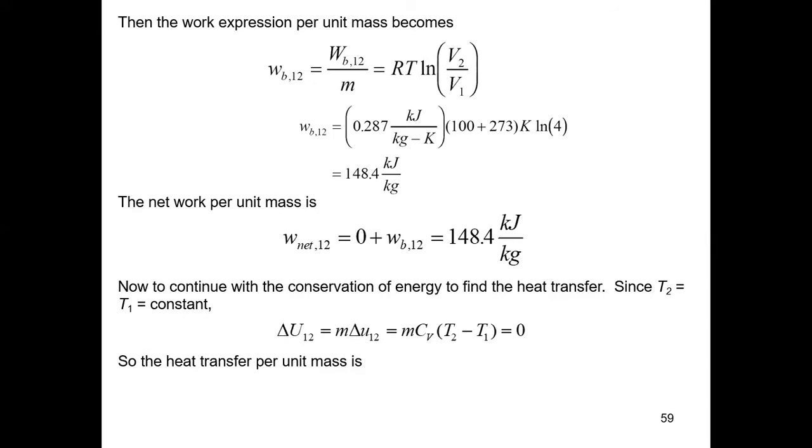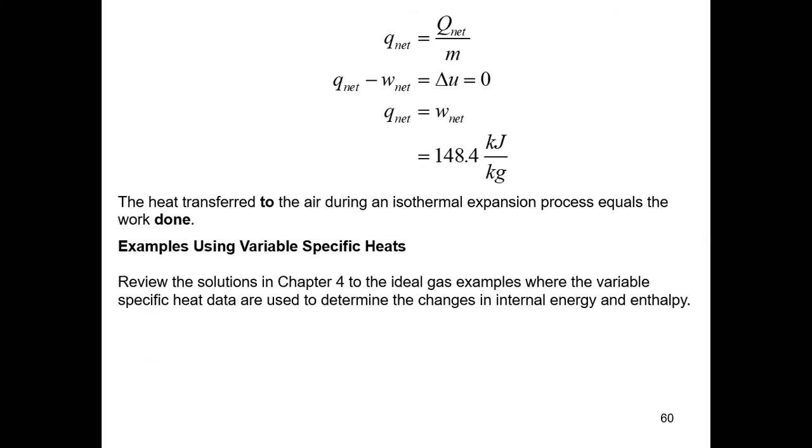And then we calculate the change in internal energy, delta U12, from which we can calculate the net heat, or the specific net heat, which is Q net divided by mass. Okay.